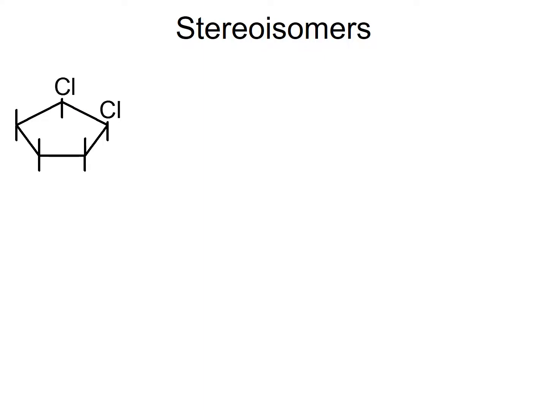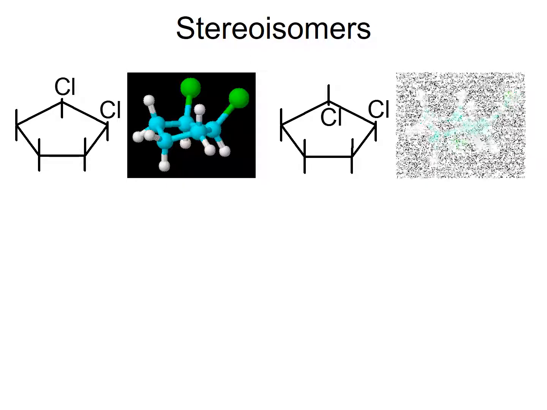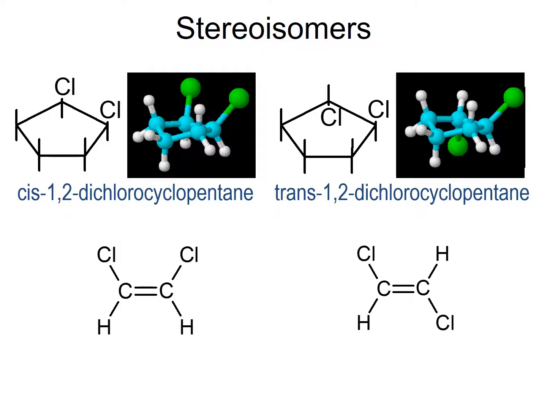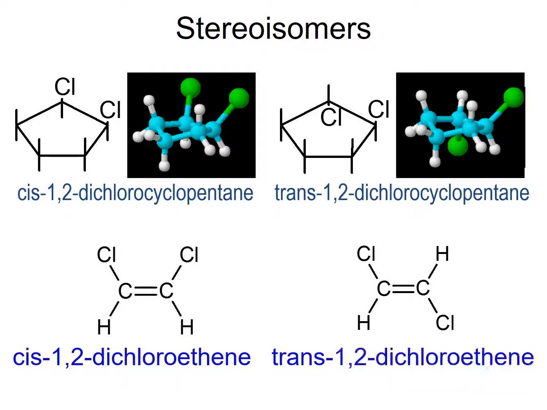This is another way to represent cis versus trans. In this case, these would be dichloropentanes. So cis 1,2-dichloropentane, trans 1,2-dichloropentane. They have slightly different physical properties, slightly different chemical properties, but like I said, can make a big difference biologically speaking. Here's a double bond, relatively inflexible, so this will be dichloroethene. This is also dichloroethene. The one on the left would be cis, the one on the right would be trans.